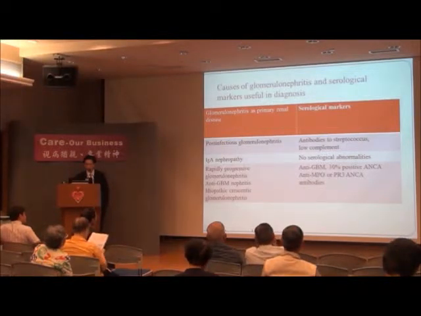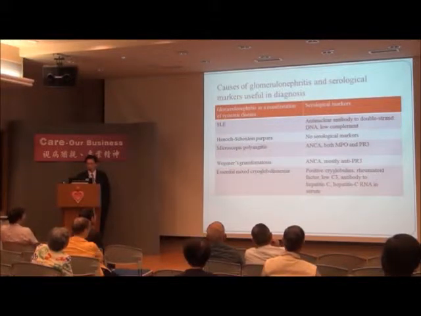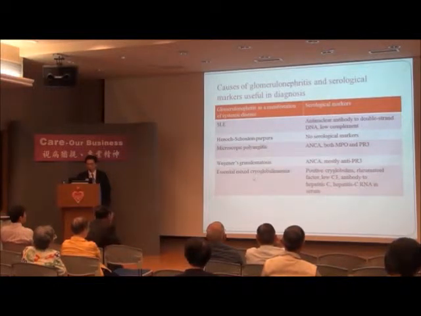For RPGN, we can check the anti-GBM antibody and ANCA, anti-MPO and PR3 ANCA antibodies. For SLE, obviously, we can check the double-strand DNA, and there is a low complement level. For Henoch-Schonlein purpura, there are no specific serological markers. For microscopic polyangiitis, ANCA is positive, against MPO or PR3. For Wegener's granulomatosis, ANCA are most likely anti-PR3. For cryoglobulinemia, there are positive cryoglobulins and a low C3, a low complement level, and it can be Hep C induced, with antibody to Hep C.